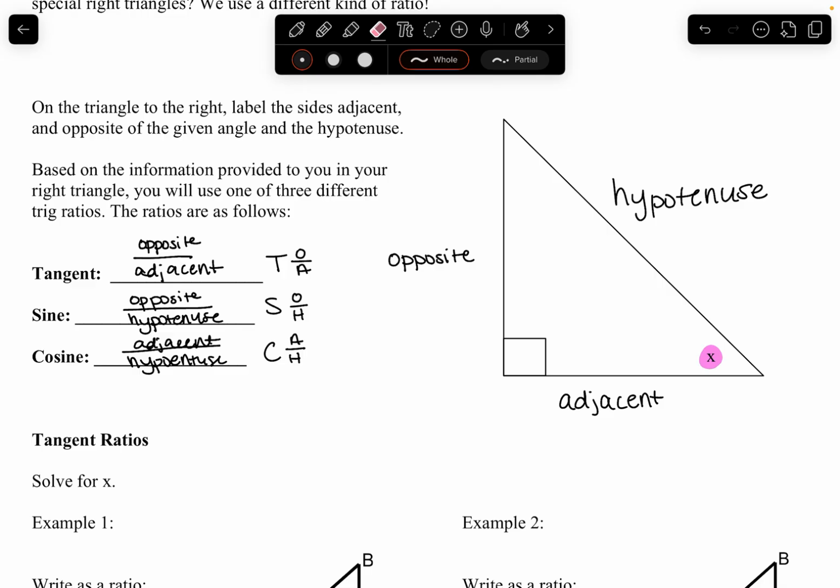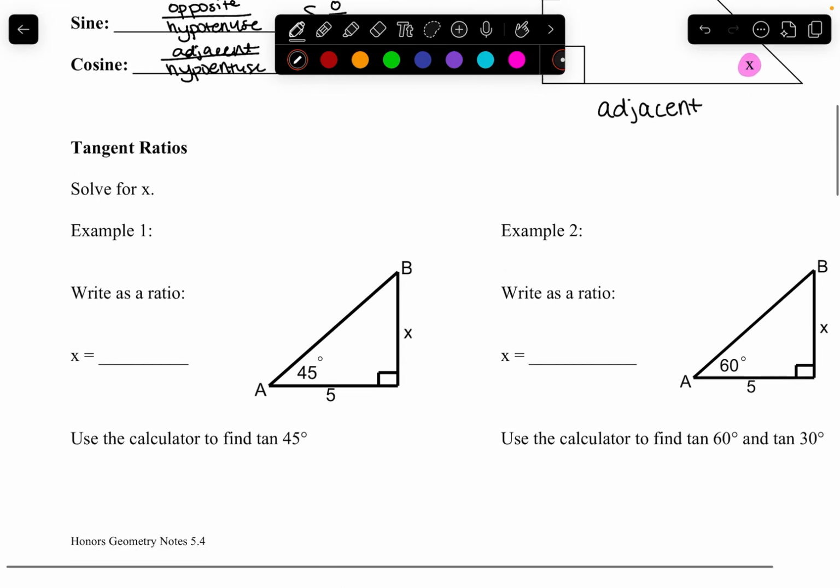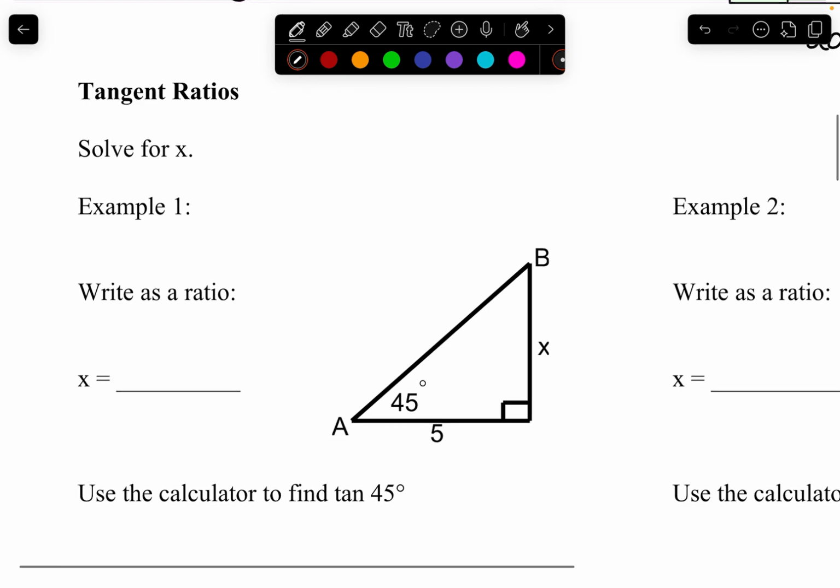So today we're focusing on opposite over adjacent, this guy. All right, so here we go. It says solve for x. So notice here that I do have a 45, 45, 90 triangle. So I could essentially use my special right triangle ratios, but I do want to show you how this works without using my special right triangle ratios.